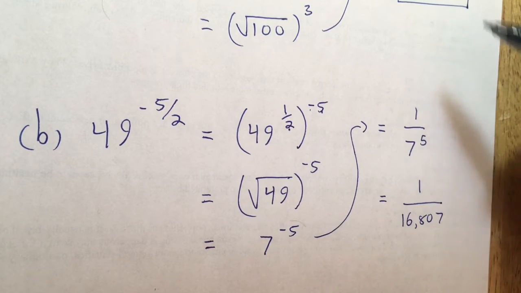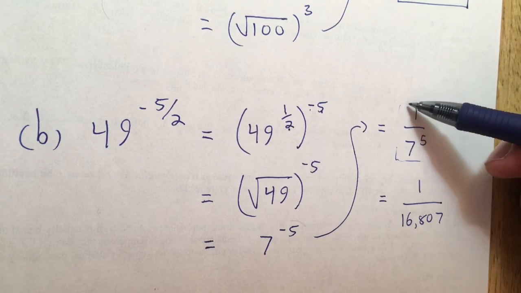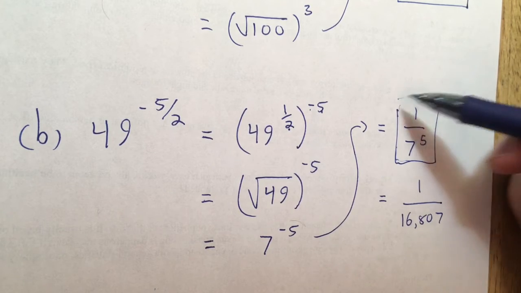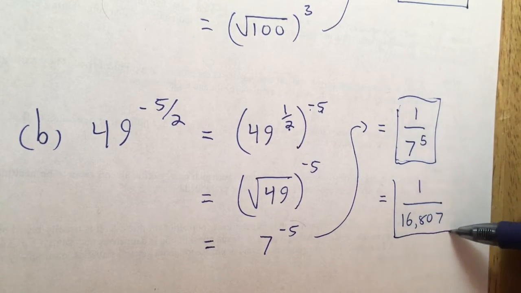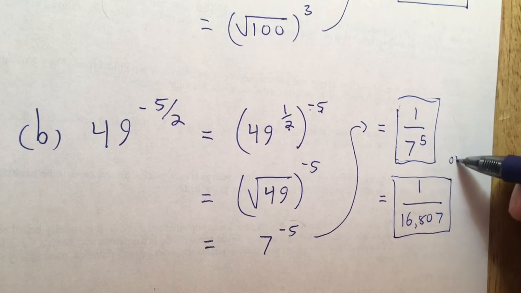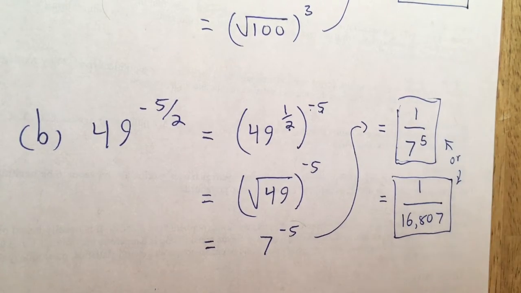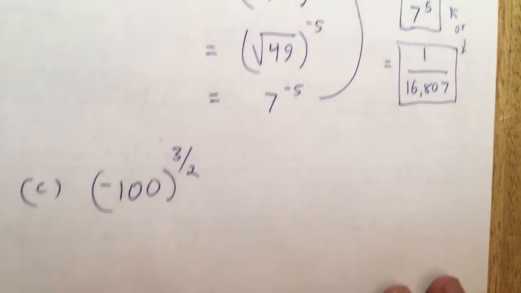All right, so that's the final answer. You might just leave it like this, because it's kind of simpler like this than writing out all this very large number. Or they might want this as your final answer. So either one of these just depends on what format they want the answer in. Okay, let's go to the last problem.